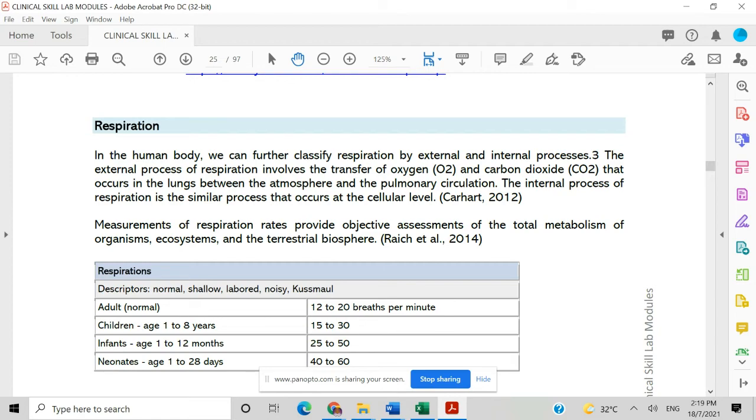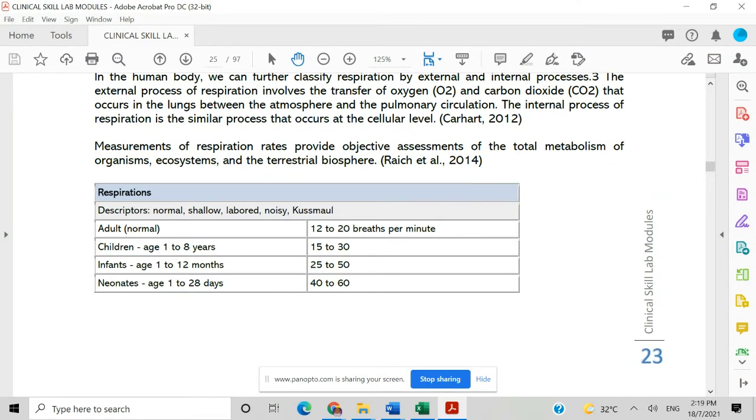So in this table, you can see the normal range for adults, which is 12 to 20 breaths per minute.